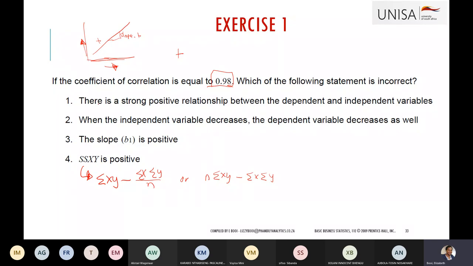So let's look at number one. Number one says there is a strong positive relationship between the dependent variable and independent variable. Is the statement correct? Yes, the statement is correct, because it's a positive relationship, and based on the strength, this is a strong positive relationship.